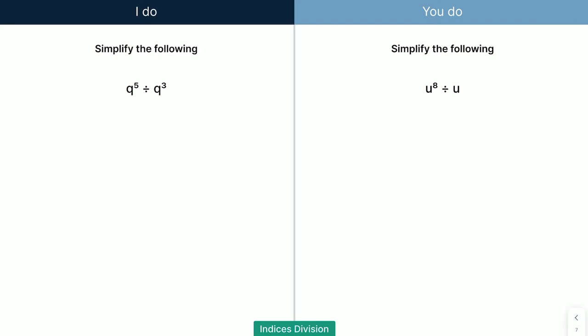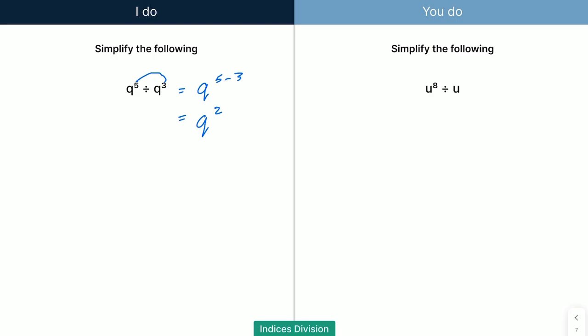So the way my videos work, I'm going to do the example on the left, which is I do. You are then going to press pause and have a go at the example on the right, which is you do. And the bottom of the slide tells you the type of example this is. So in order to do this, when you are dividing indices like this, you just subtract them. So the answer here is q to the power of 5 minus 3, which just becomes q to the power of 2. Okay, so you just subtract this from this.